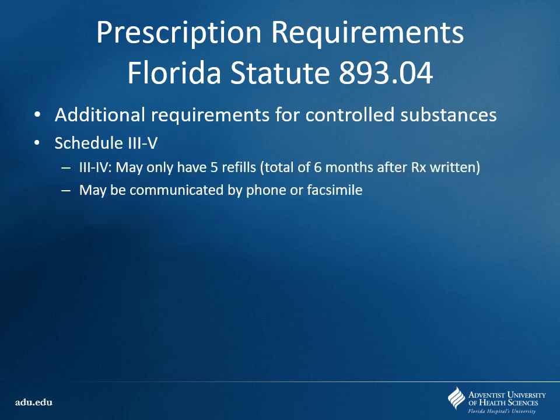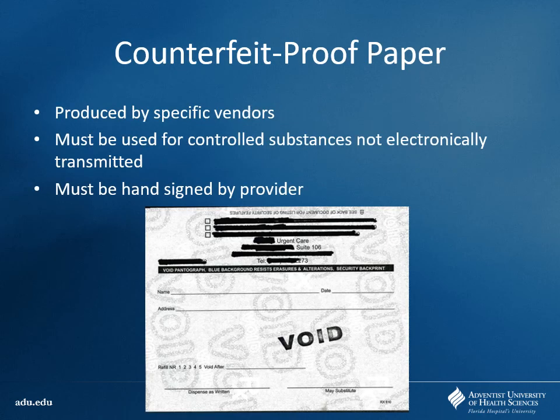As mentioned, 3 through 5s are going to be 6 months, and those actually can be communicated in via the phone, but C2s have to be brought in on the paper. And that paper typically is going to be on counterfeit proof paper, and these actually have to be gotten through very specific vendors because they keep track of who is getting these counterfeit proof papers, because they don't want people to be able to make their own counterfeit proof paper and use that for their own nefarious purposes. So it's very specific. They're all numbered and whatnot.